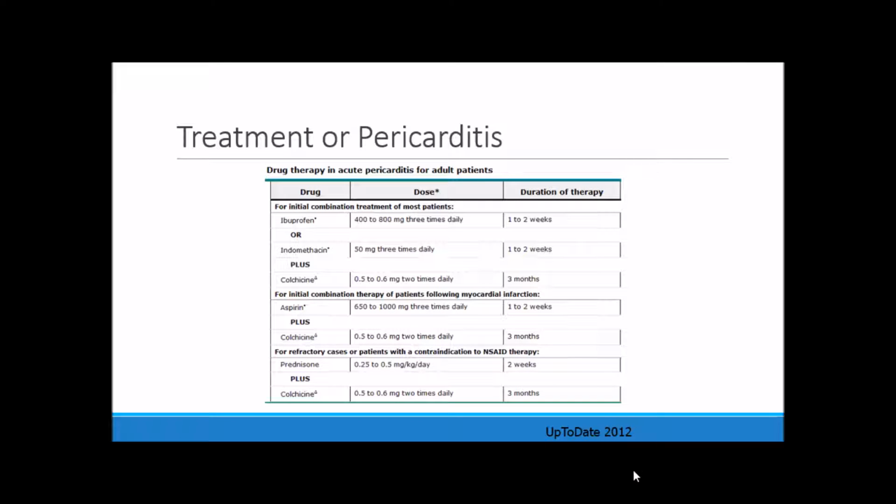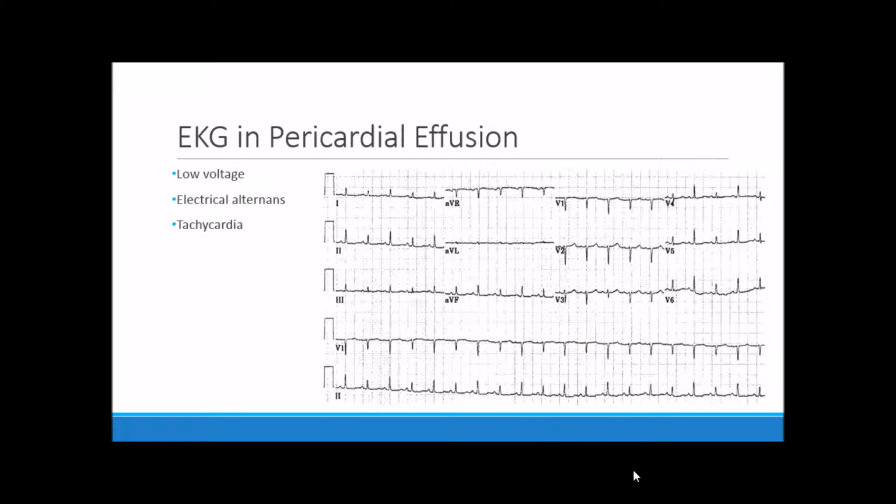Prednisone should be saved for refractory cases, because if you put all comers on prednisone and you taper it too quickly, it recurs all the time. Okay, so that's a chart from UpToDate that basically says the same thing.